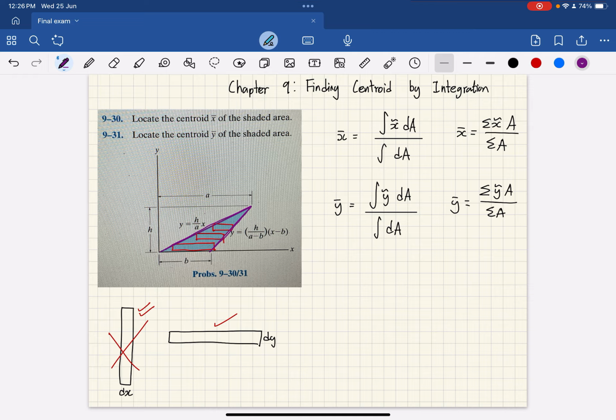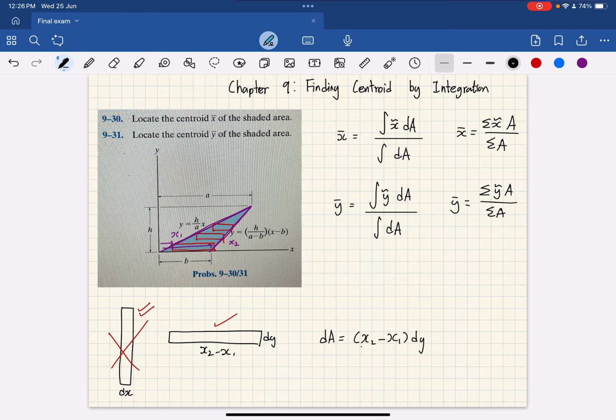Therefore the length is going to be x2 minus x1. Sorry, x1 is this and x2 is this. So obviously your element here would be x2 minus x1, and then your differential area is simply x2 minus x1 dy.